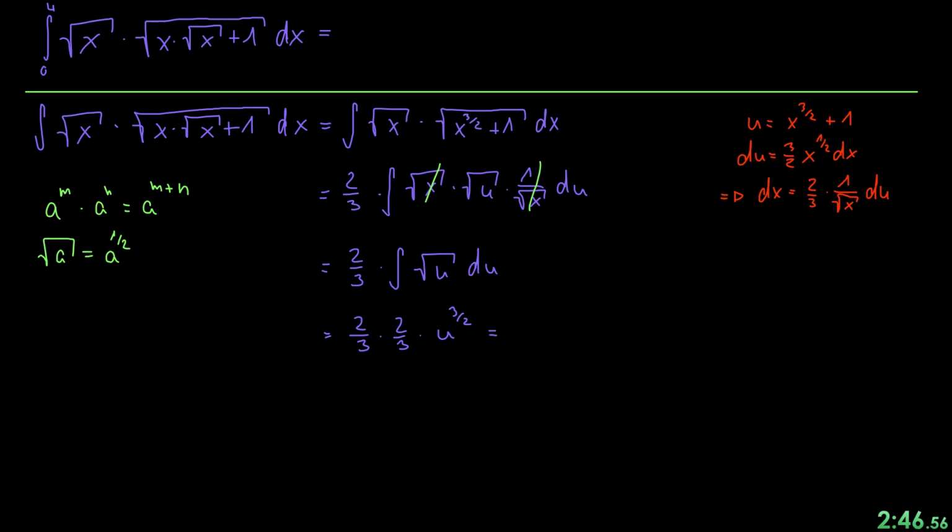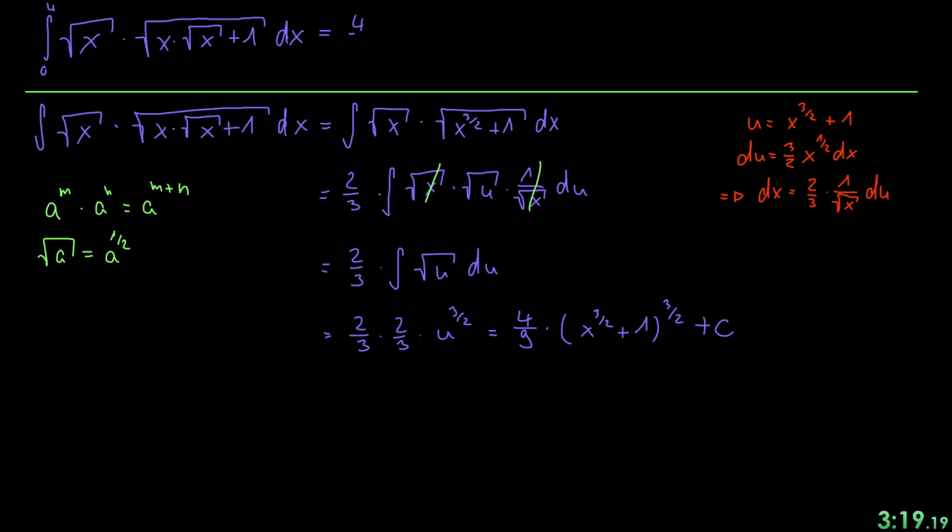Now we're going to do a resubstitution, and we end up with 4 over 9 times x to the power of 3 halves plus 1, all to the power of 3 halves. Okay, so this is our solution for the integral up above. Let me add a plus c. It will be unnecessary up here though.